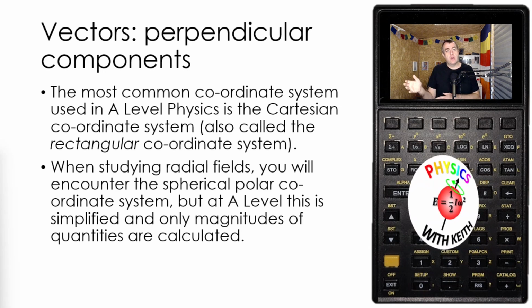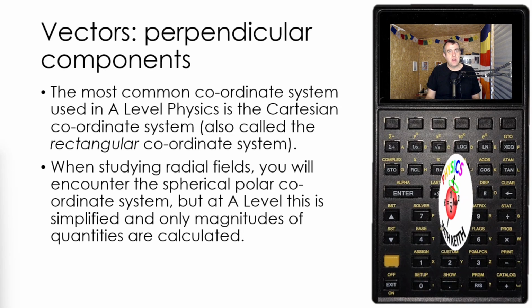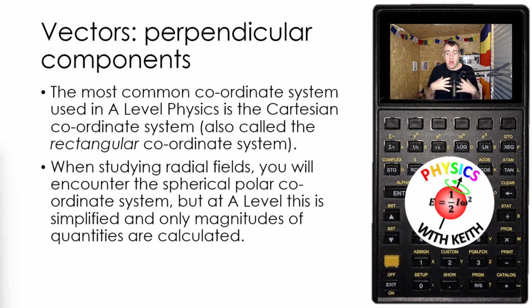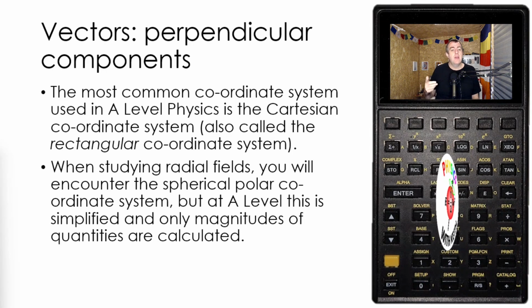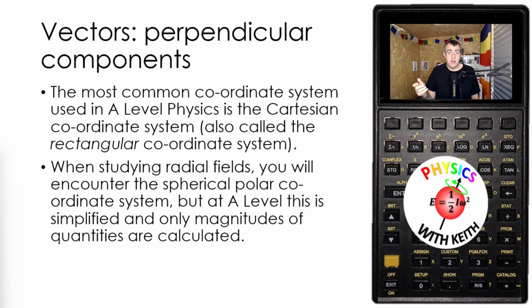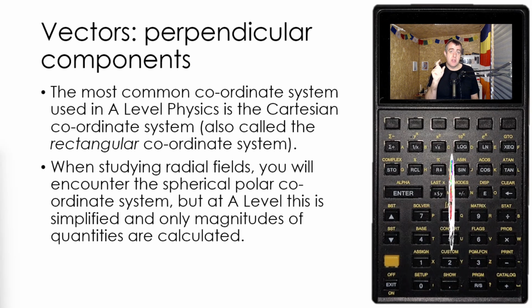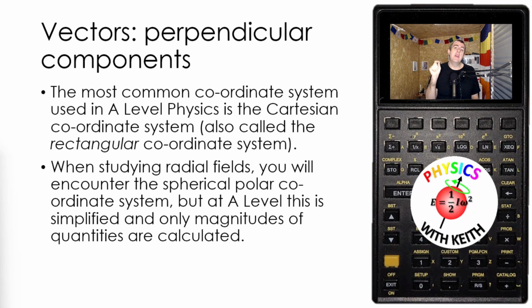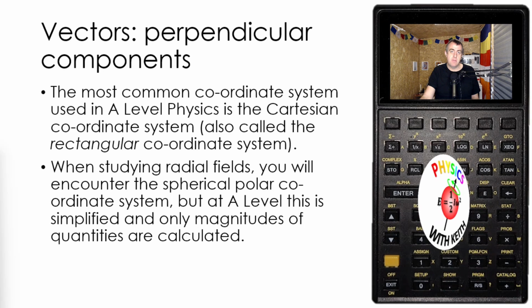Now this is not true in all cases. When you have a look at electric fields, gravitational fields, you'll actually be using a polar coordinate system, a spherical polar coordinate system. There's also a cylindrical polar coordinate system, in which vectors are described as a magnitude, a length, but then the direction is given in two different planes. Well, we won't be using that today.